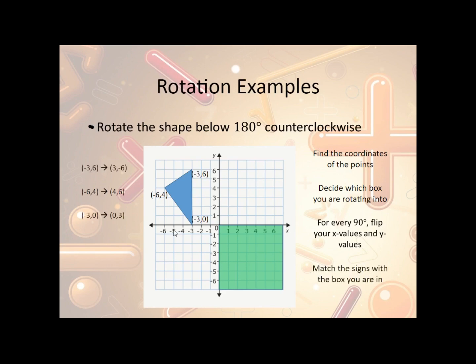And then now we need to match the signs. So over here we have positive x's and negative y's. So we have positive x's, negative y's, and then we plot each of those points and then draw in our triangle, and notice now it's a perfect rotation.